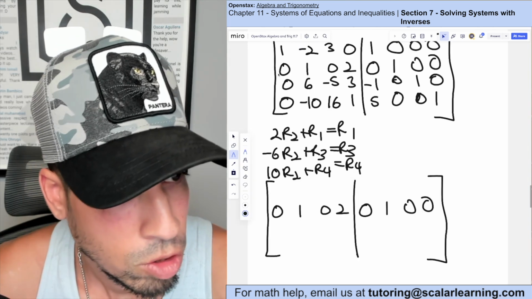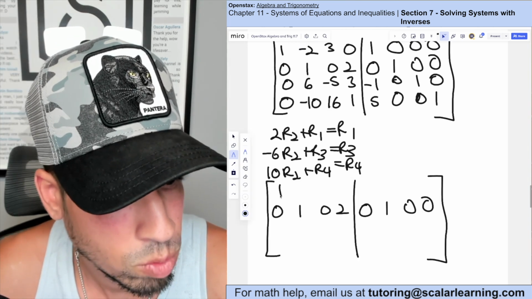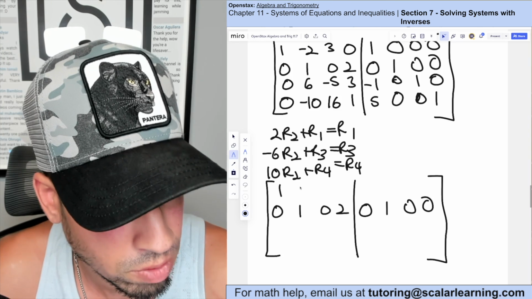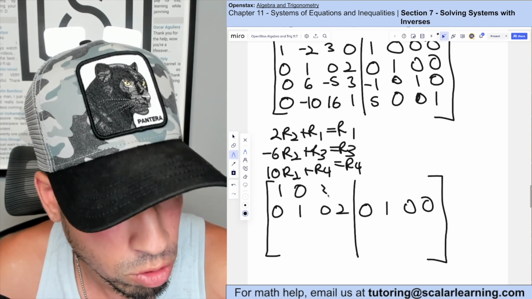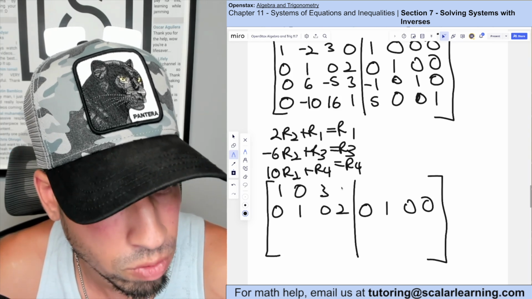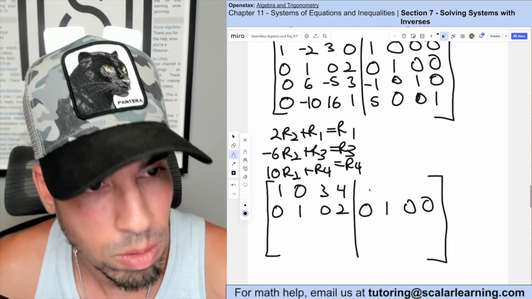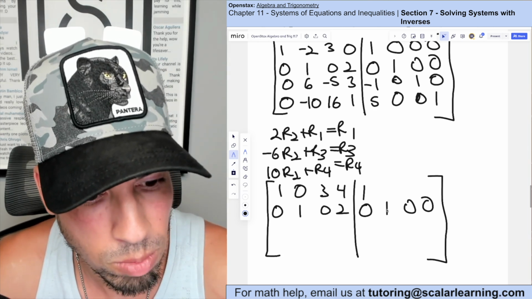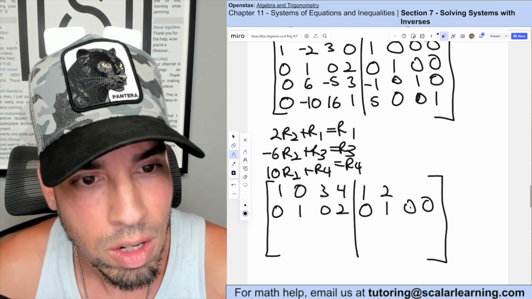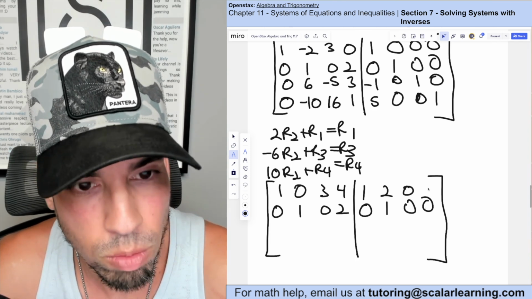Let's write it out. So we got 2 times 0 plus 1 is 1. 2 times 1 is 2 plus negative 2 is 0. 2 times 0 is 0 plus 3 is 3. 2 times 2 is 4 plus 0 is 4. 2 times 0 is 0 plus 1 is 1. 2 times 1 is 2 plus 0 is 2. 0 plus 0 is 0. 0 plus 0 is 0.